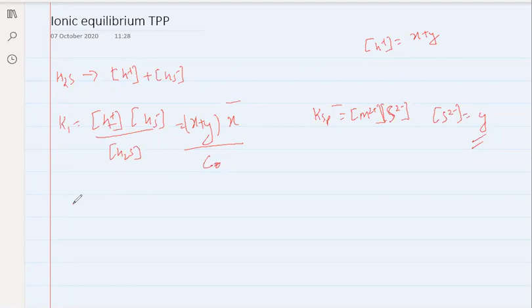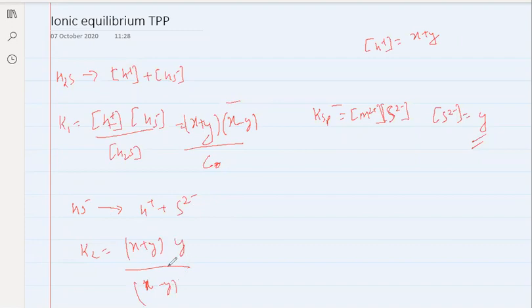Now, HS minus will give H plus plus S2 minus. This is K2. K2 is equal to concentration of H plus, which is X plus Y, into concentration of S2 minus, which is Y, divided by concentration of HS minus, which is X, because again I'll assume that Y will be negligible, or you can just write X minus Y.